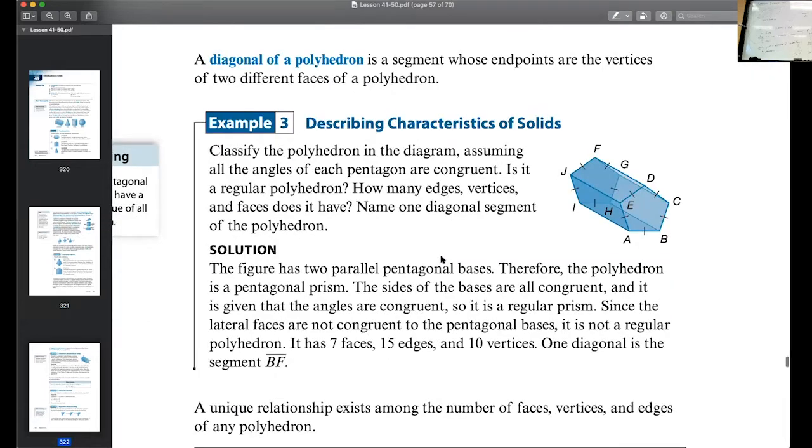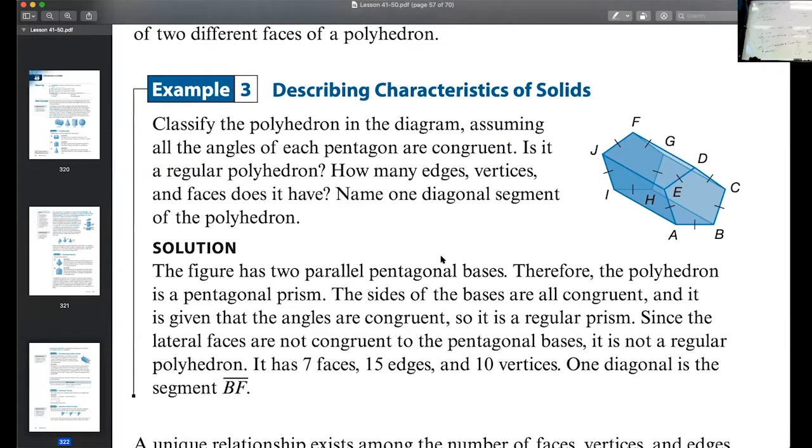Example 3, describing characteristics of a solid. So you need to be able to look at something and see how many edges, faces, and vertices there are. Okay, so we're going to classify the polyhedron in the diagram, assuming all the angles of each pentagon are congruent. Okay, so we could say a regular in there. We could say this is a regular pentagonal prism.